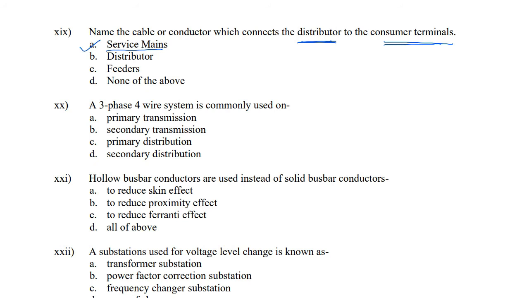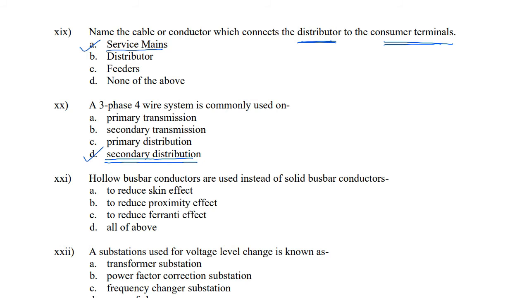Question number 20. A three-phase four-wire system is commonly used on, we know a three-phase four-wire system is basically used for supplying the power to the household consumers, LT consumers. So this is basically for the secondary distribution, secondary part of the distribution. So option D here will be the correct answer.